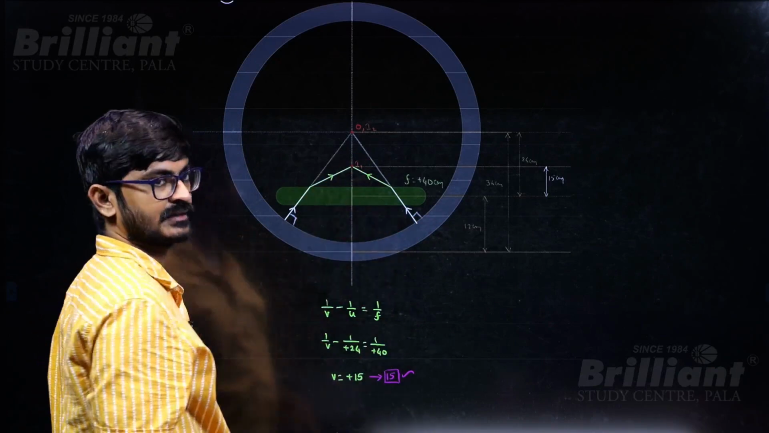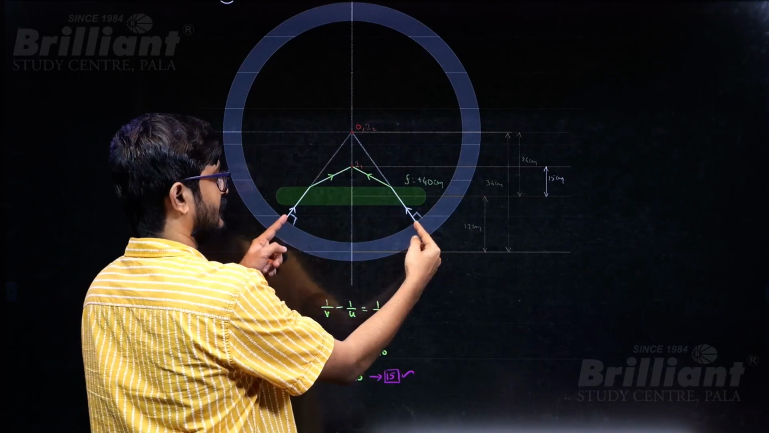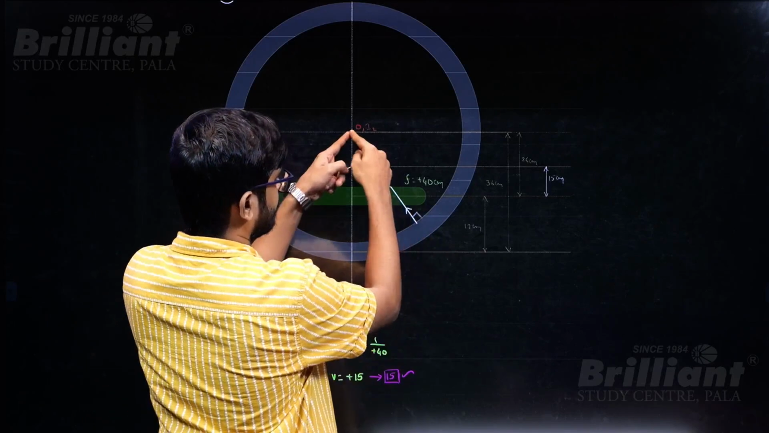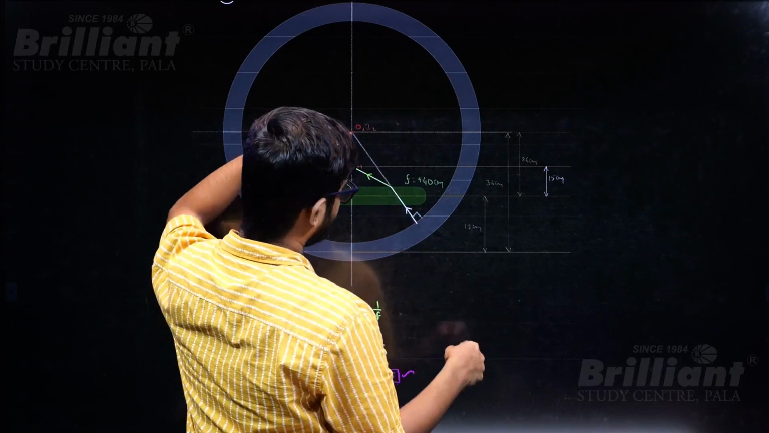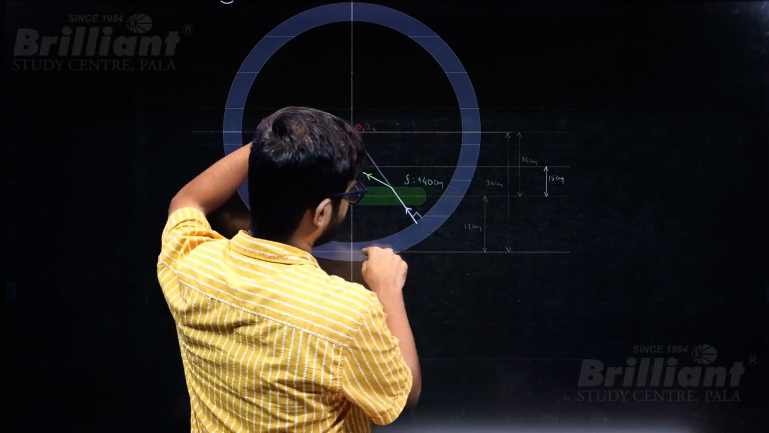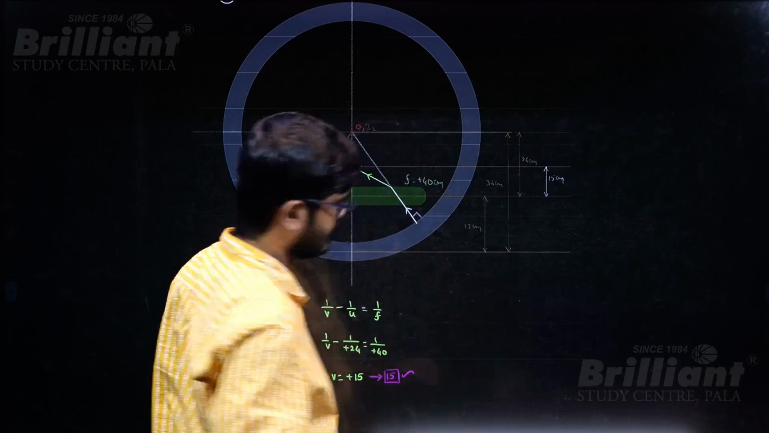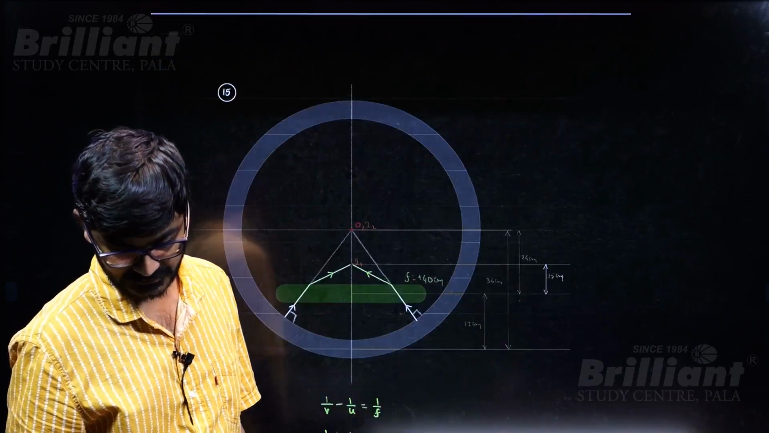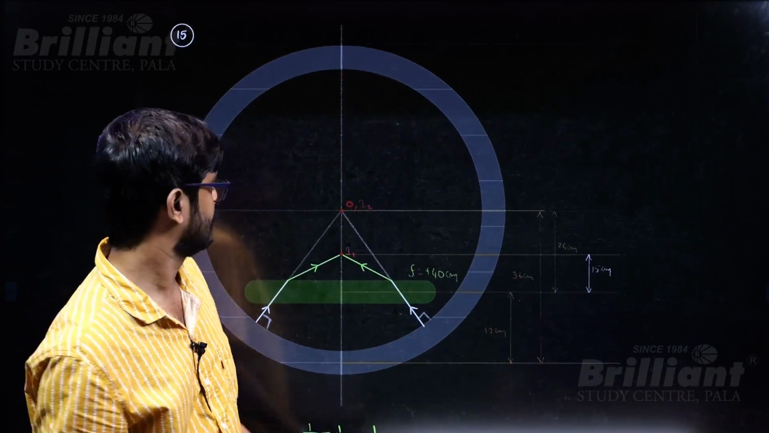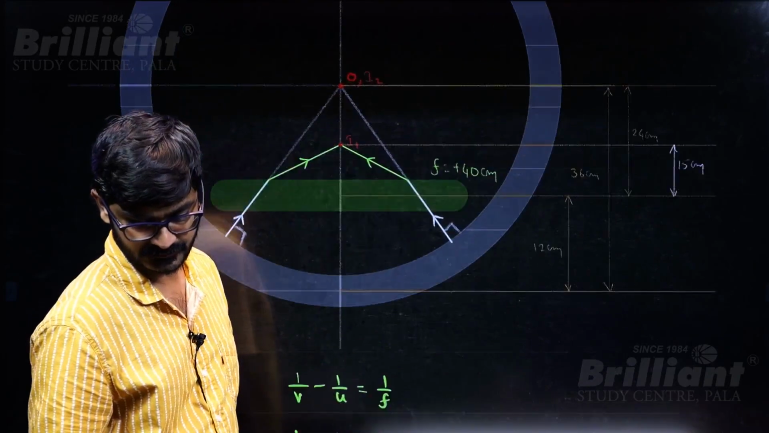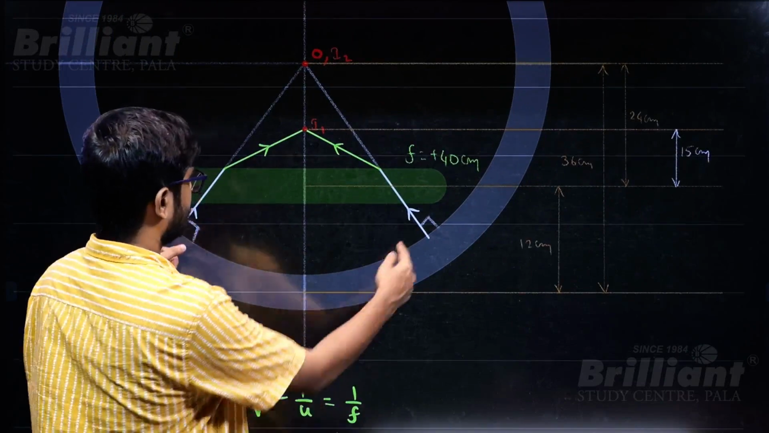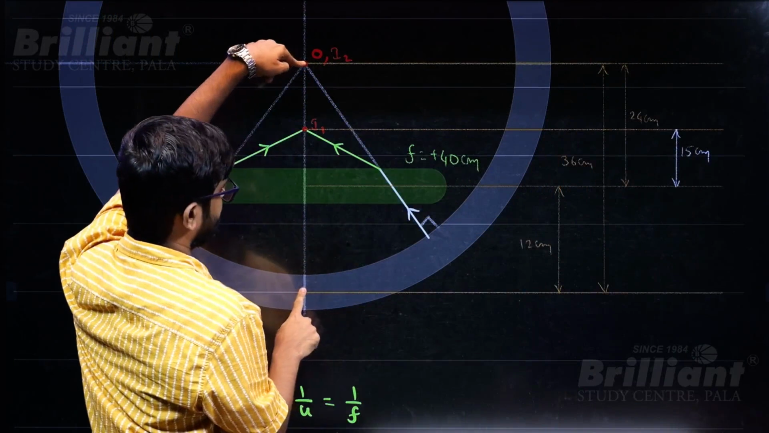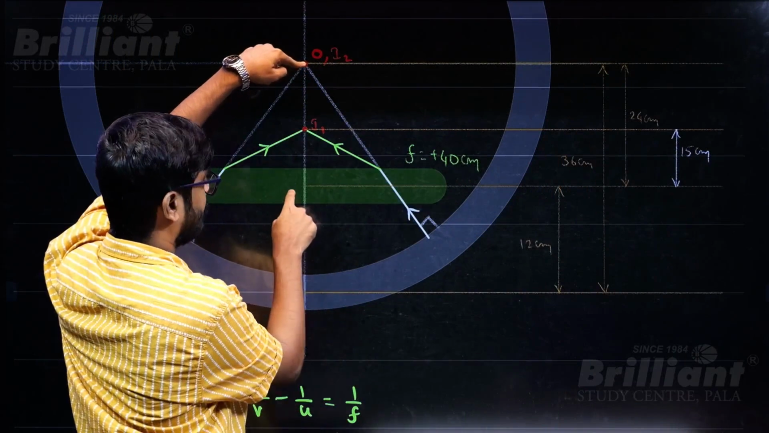So instead of going with the center procedure, you are starting it from here itself. If the rays are hitting the mirror perpendicularly while going, then if you extend them, they are supposed to meet here. This distance is the radius of this mirror, which is 36 centimeter, since the focal length is given as 18. So let me zoom it. If you extend them, they are supposed to meet here where the distance is 36 centimeter. But they are undergoing refraction here.